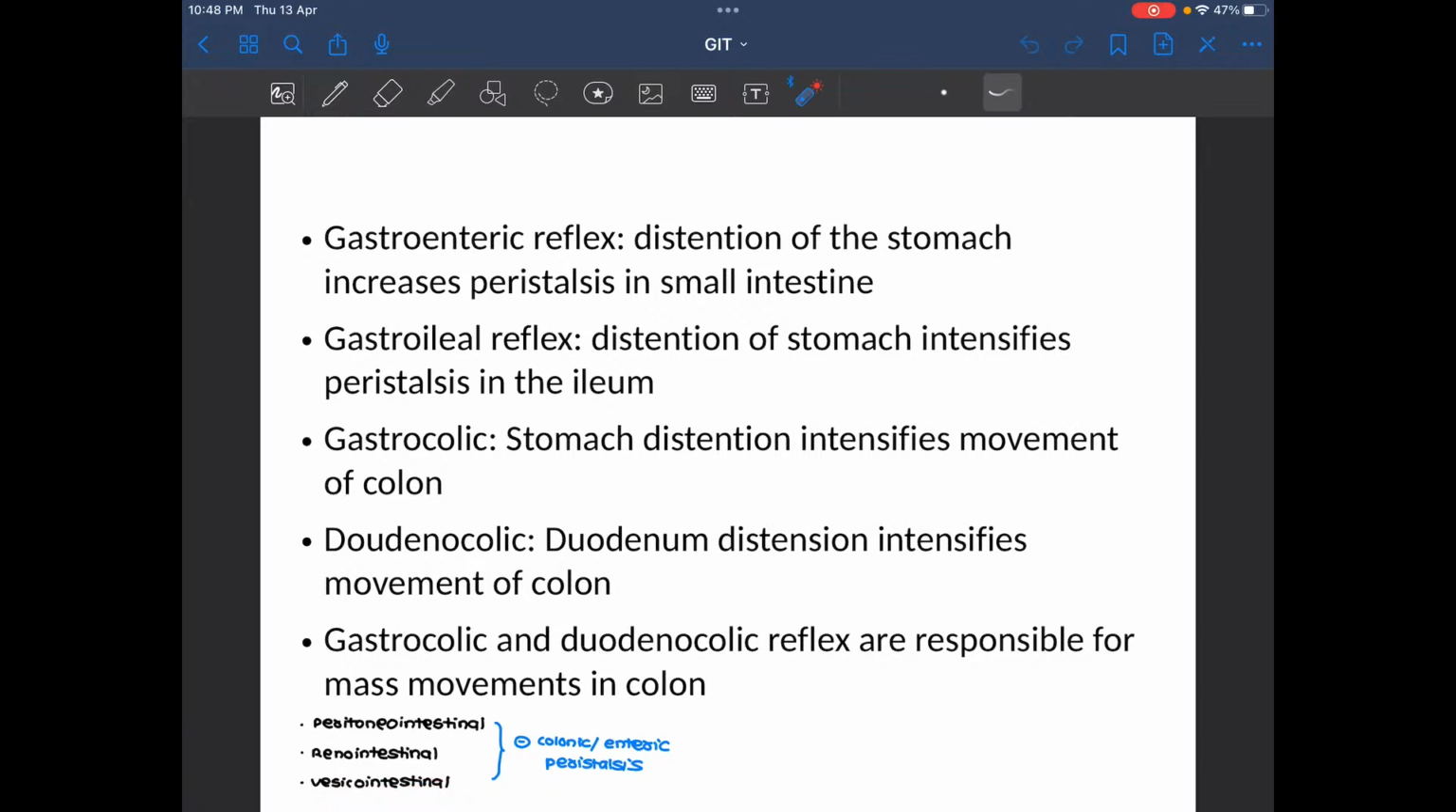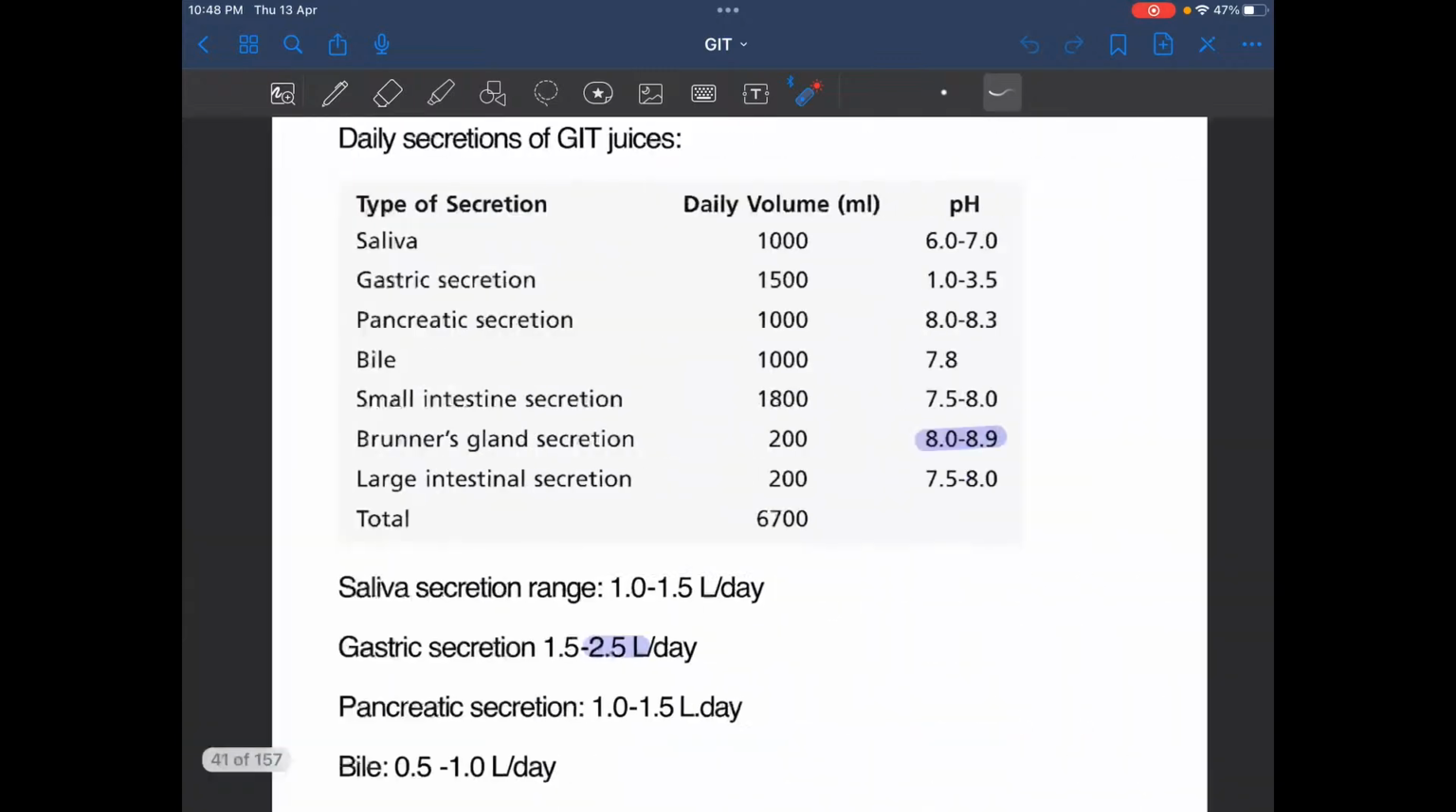Matlab, whenever you have irritation of either your peritoneum or your kidney or your bladder, you're going to see that the peristalsis, whether it be colonic peristalsis or enteric peristalsis, due to some mechanism is getting inhibited. Okay, so these are the different reflexes that we've talked about. We talked about the gastrocolic, the duodenocolic, the enterogastric, and these reflexes as well.